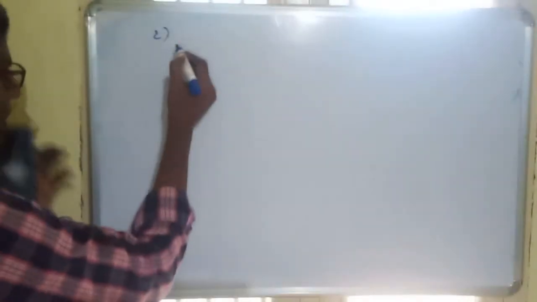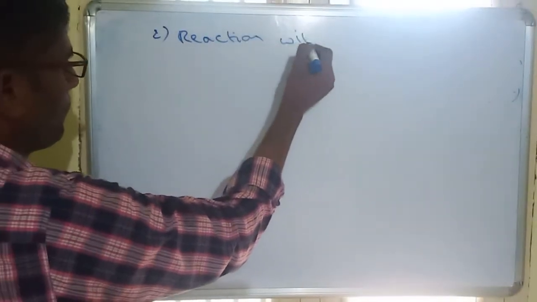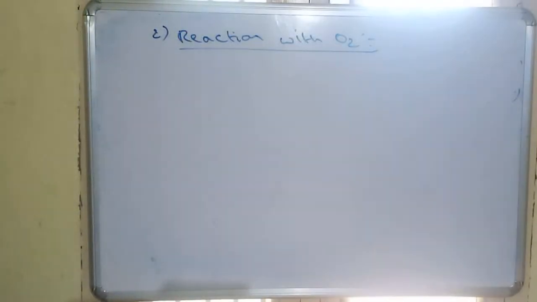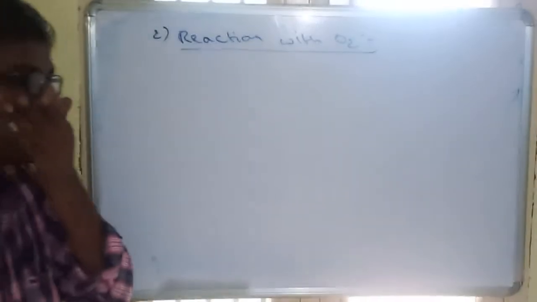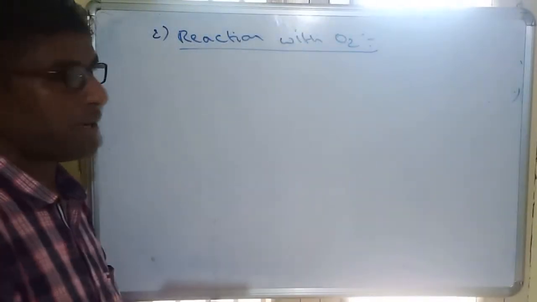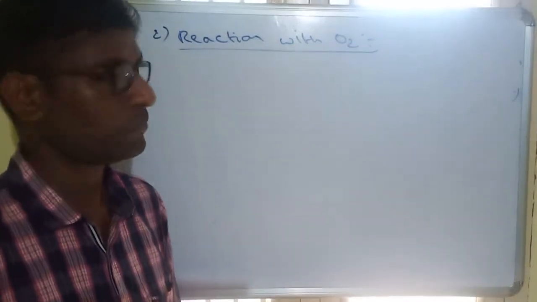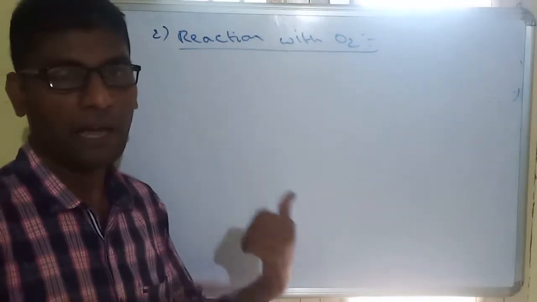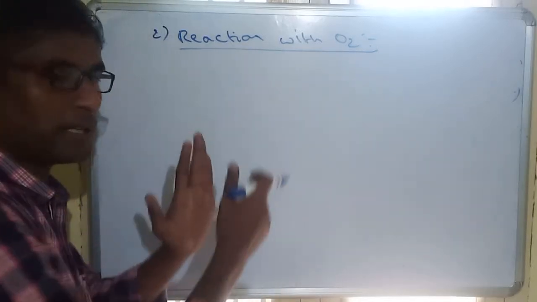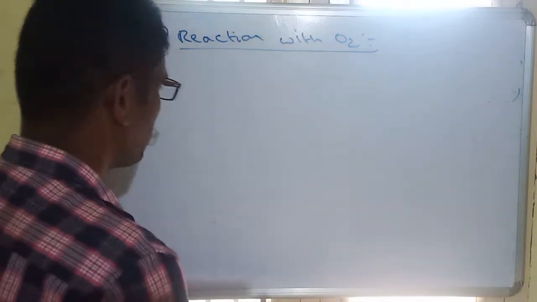Next, the second property is reaction with oxygen. So write this statement: 16th group elements combine with oxygen to produce mostly di and trioxides.